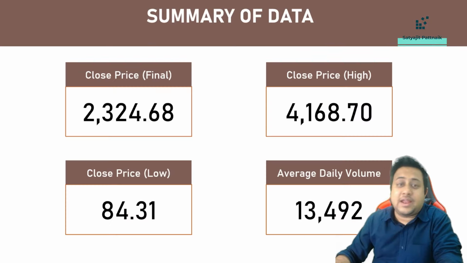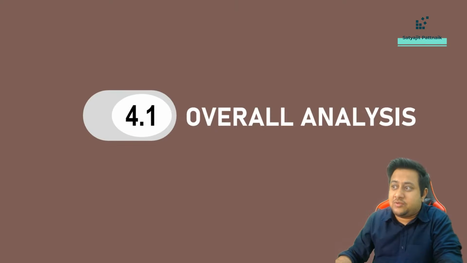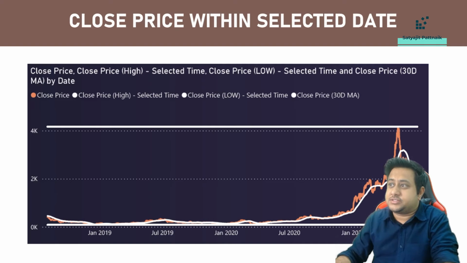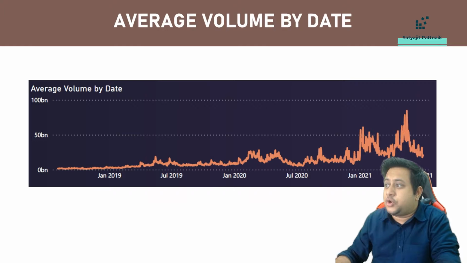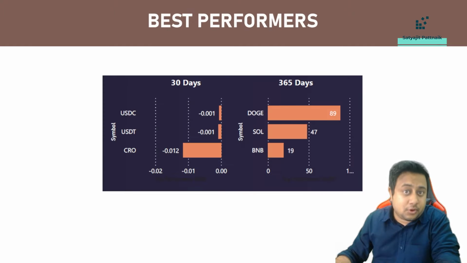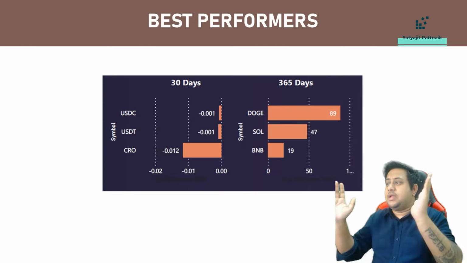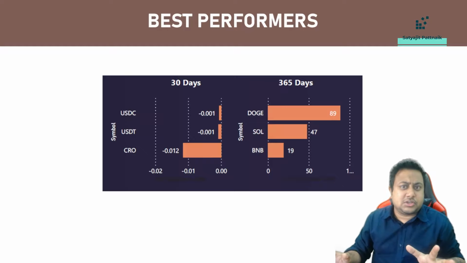Now these are the visual analytics that we got. The summary of data: close price high, close price low, average daily volume, overall analysis, close price within selected date, average volume by date, best performers. Now this is the end of this presentation, right?